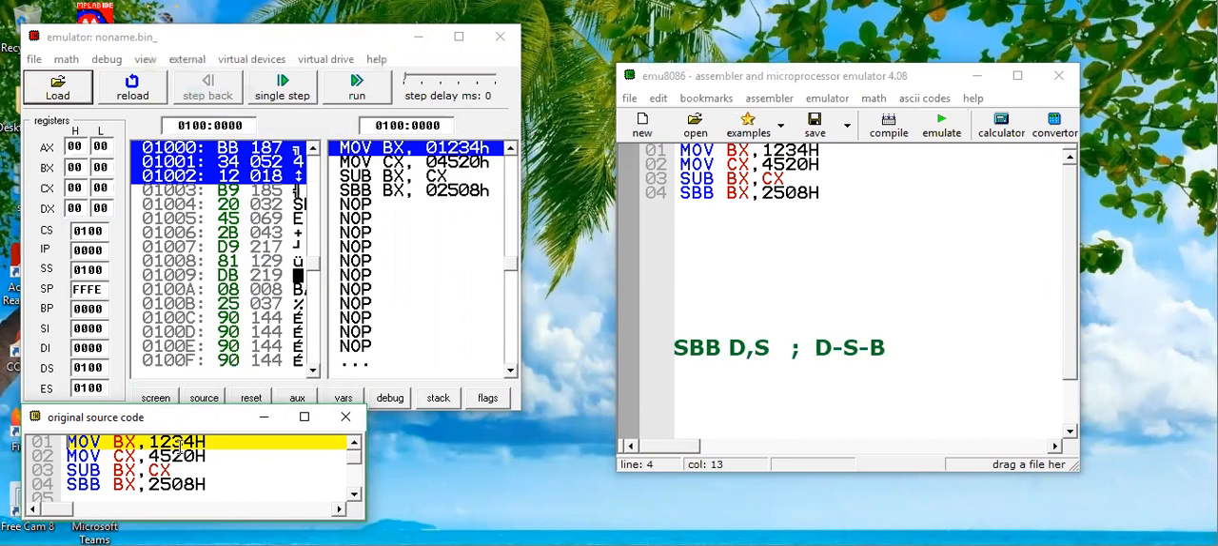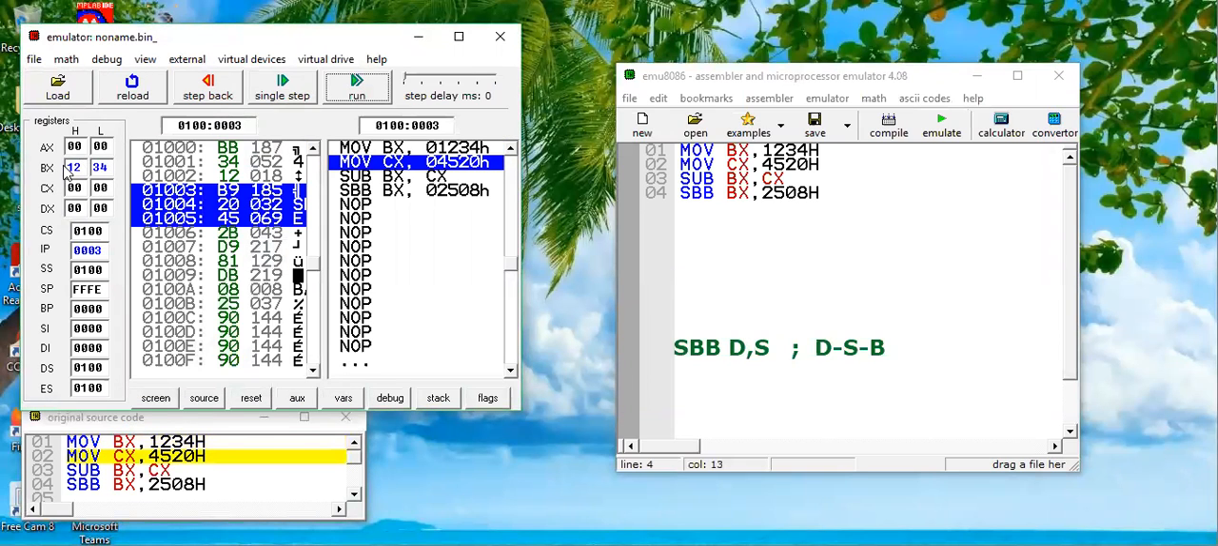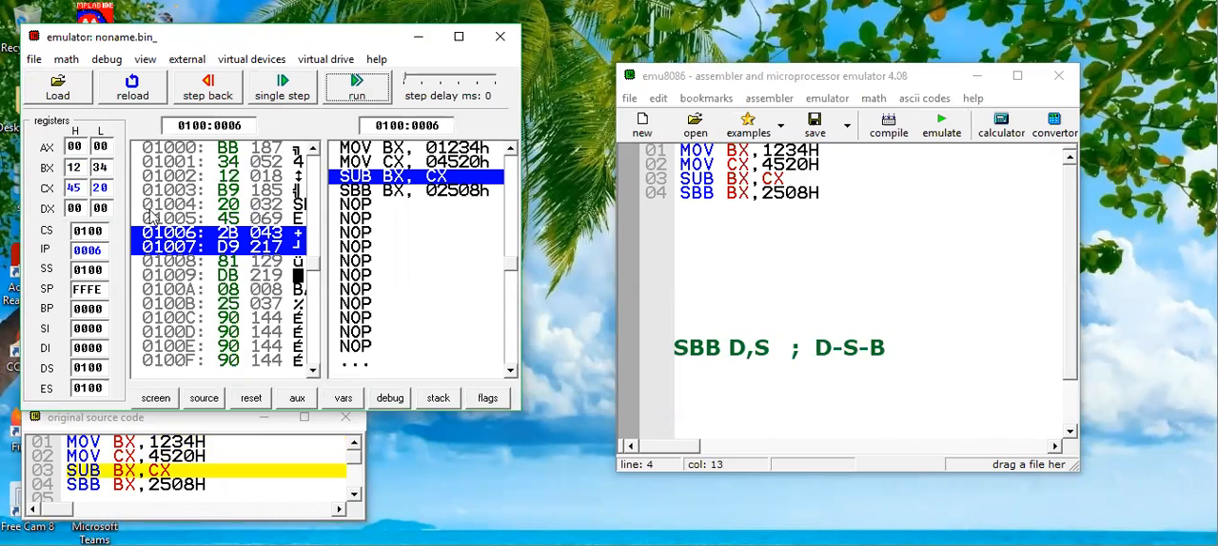The first instruction is move BX comma 1234. So BX will have 1234. I hope you can see that 1234 is loaded here. The next instruction is move again, so 4520 will be loaded in CX. Yes, it is loaded. Now we will perform subtraction. I'm doing it manually so that everybody understands, because there will be a subtraction of hexadecimal 4520. So if you subtract 4 minus 0, it will be 4. 3 minus 2, it will be what?